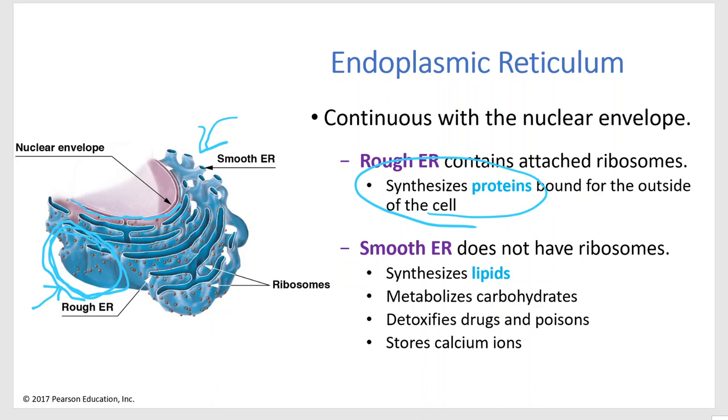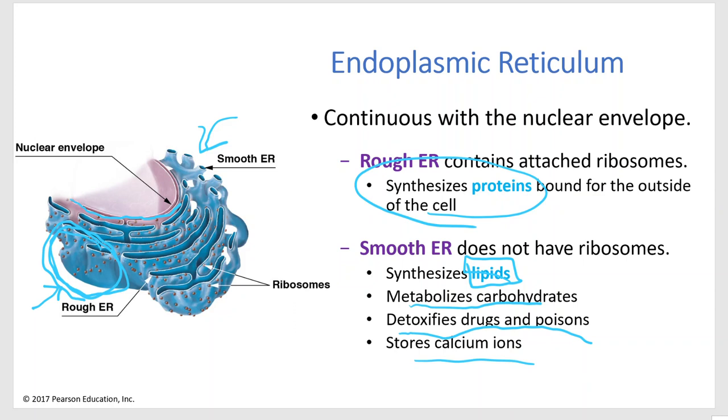So therefore, your smooth endoplasmic reticulum is going to be in charge of making lipids. And lipids are your fats and your oils. If you remember from when you looked at macromolecules, your lipids can include fats, oils, phospholipids, and cholesterol, and different things like that. Your smooth ER, in addition to making lipids, is also going to be in charge of metabolizing carbs. This means the breaking down of carbs. It's also going to be in charge of detoxifying drugs and poisons, and it's going to store calcium ions.